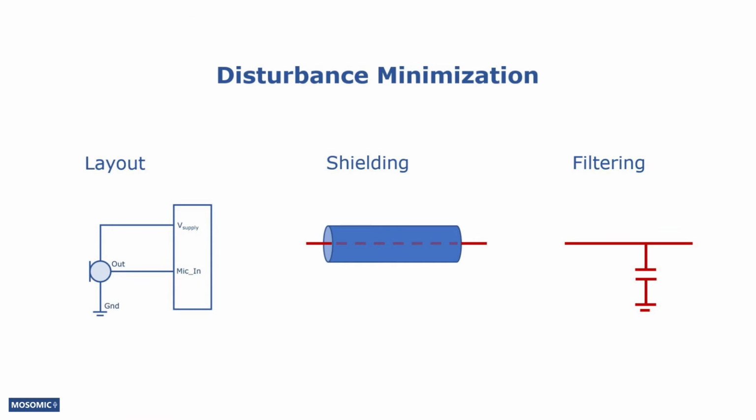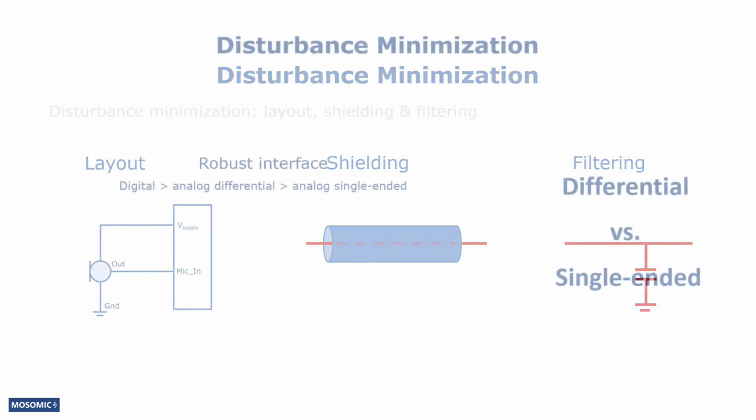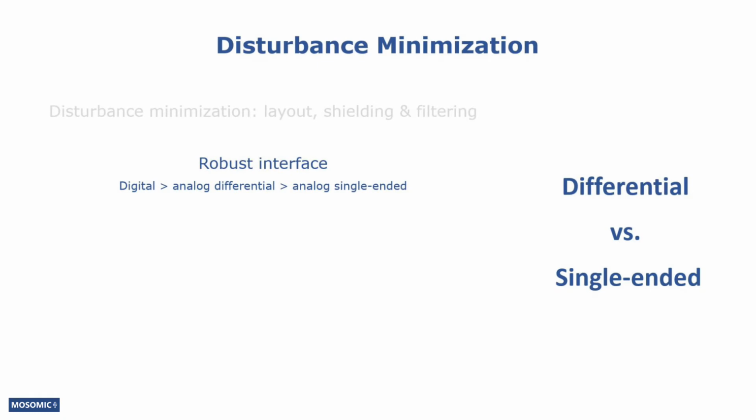Optimizing a signal path in terms of disturbances is mostly about layout, shielding, and disturbance filtering. So, how does one avoid disturbances with analog output microphones? Choose an interface that is as immune to disturbances as possible. When using an analog microphone, a differential interface is a better option than a single-ended one. Whichever is used, the design of the implementation circuitry is still critical.